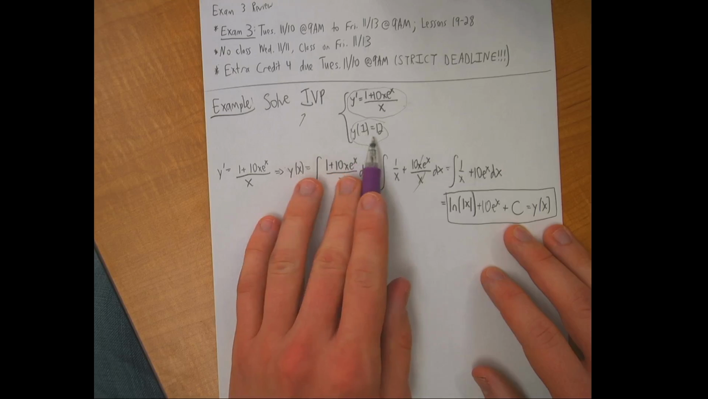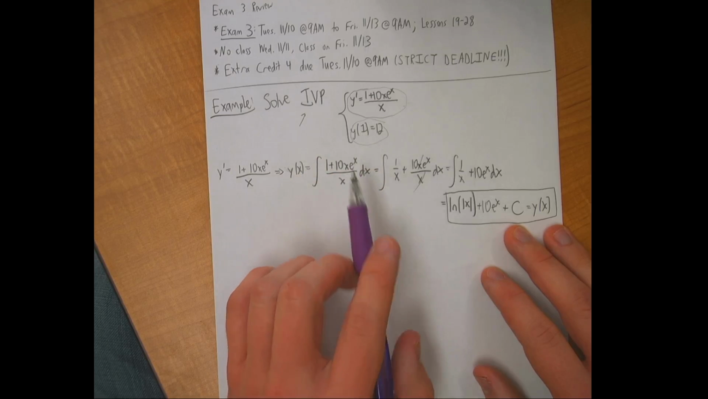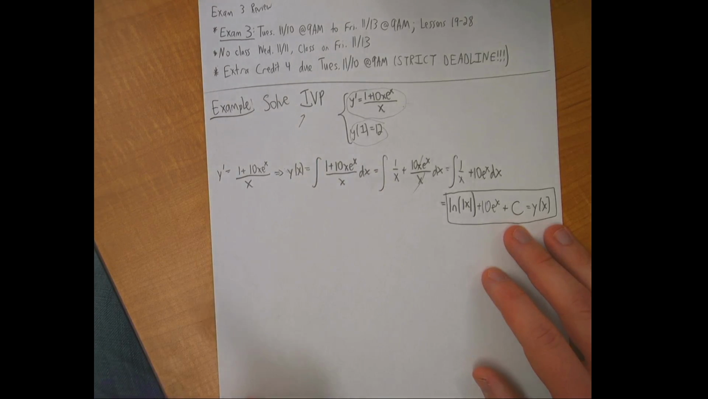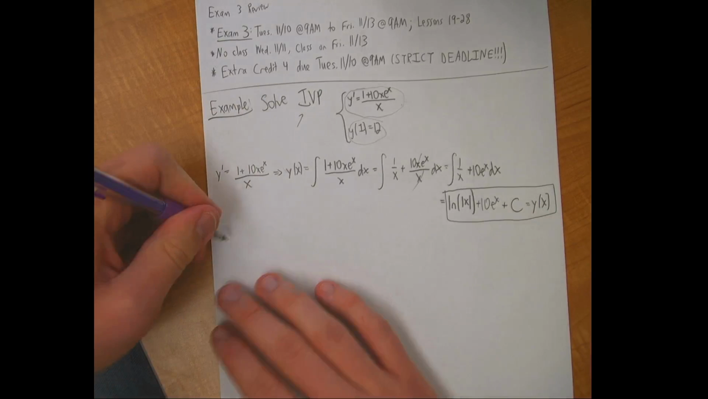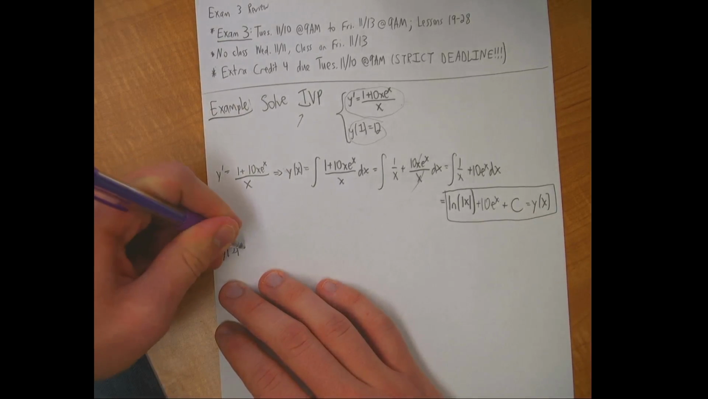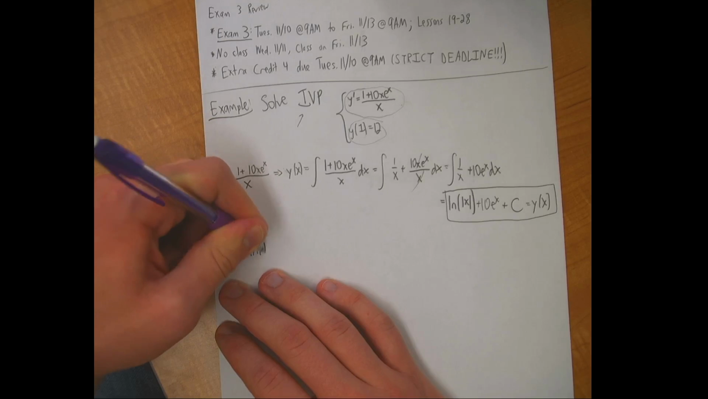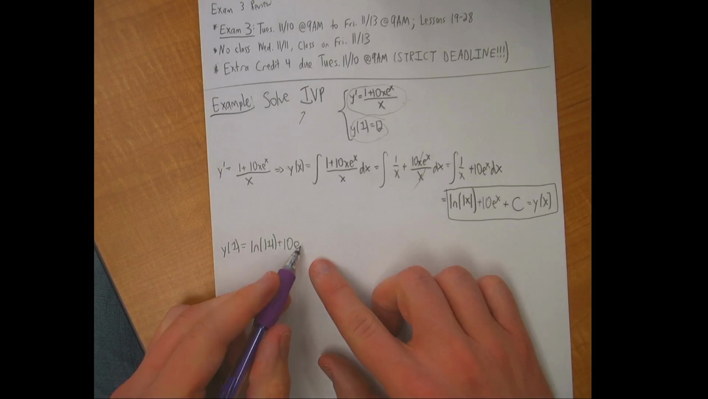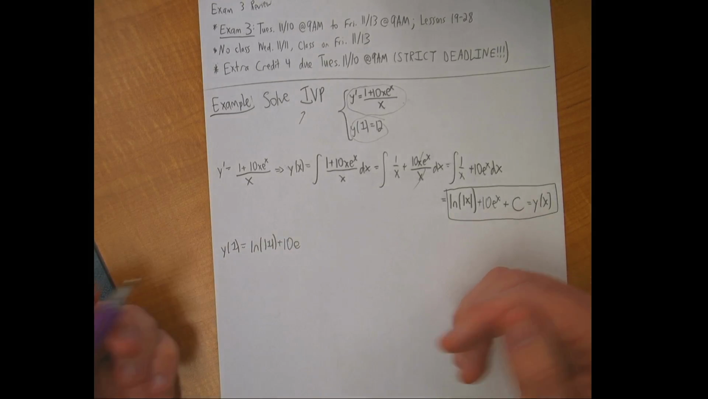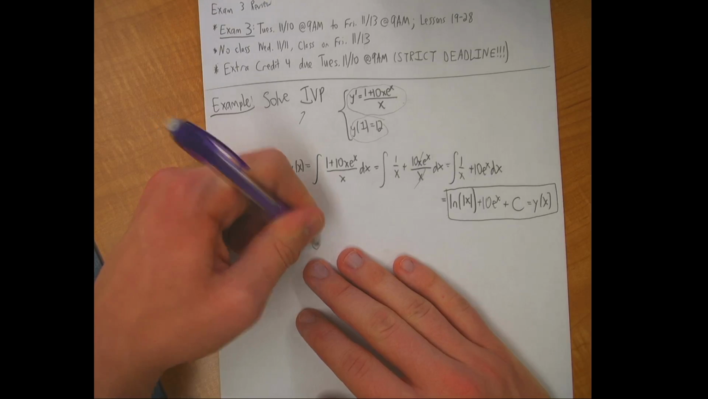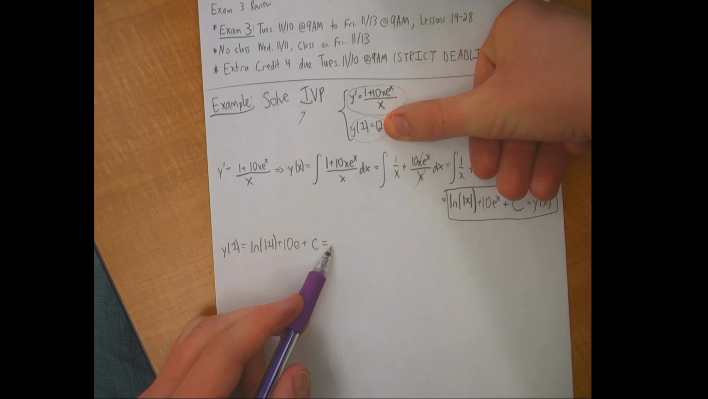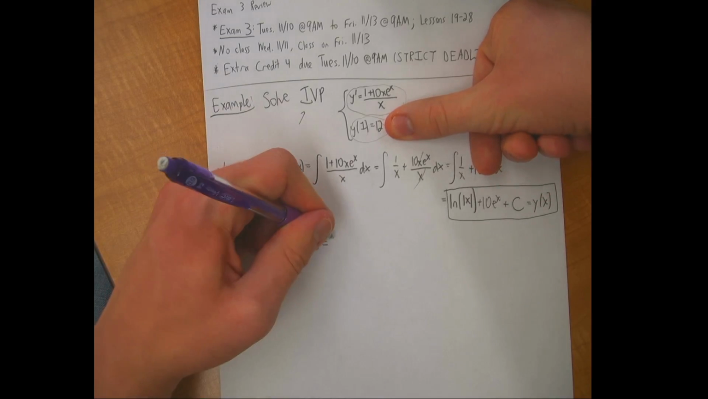So now here's where our additional data point comes into play. In this case, if we let x equal 1 here, we have y of 1 equals natural log of the absolute value of 1 plus 10 times e, because e to the first is just e, and then plus c, and then by our given IVP, this is all equal to 12.